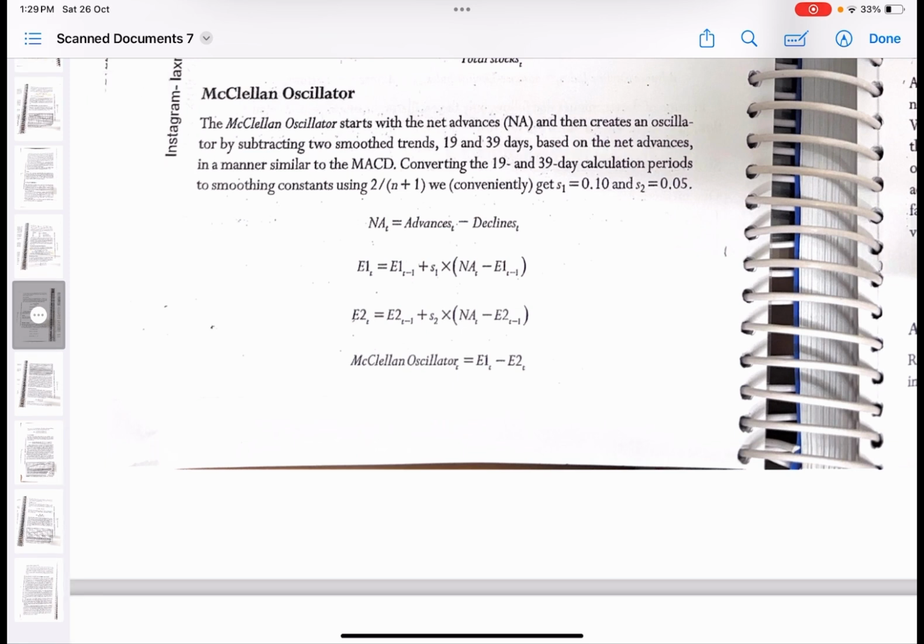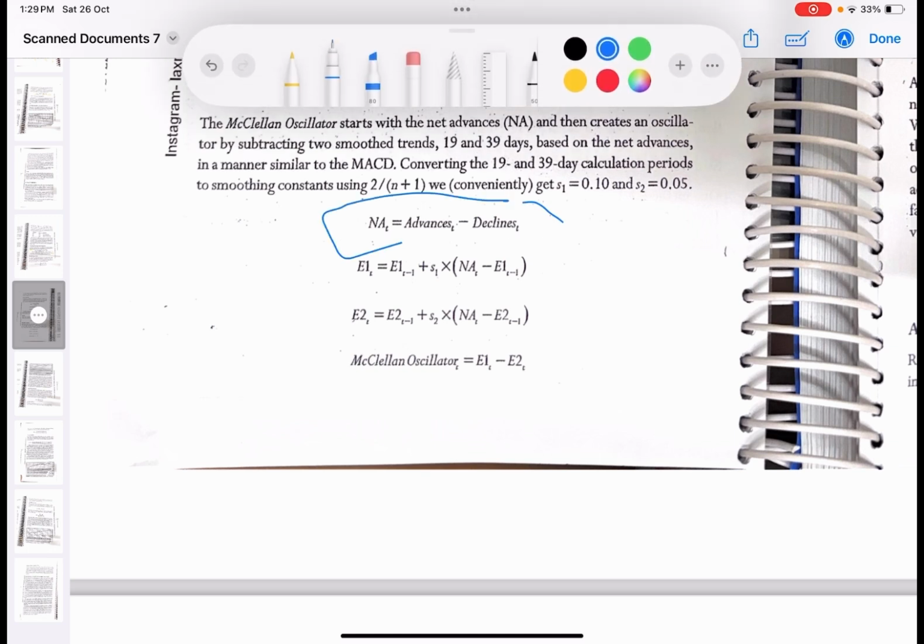Now we have the Macmillan oscillator. So the Macmillan oscillator starts with Na, and when you're talking about Na, just keep in mind that it is the net advances. What does net advances mean? It means advances, and you remove the declines from it. If you just look at this particular formula, you might get scared and be like, what is this? But actually try to understand it. Advances means advances, right? What does net advances mean? That you are removing something from it, you are removing declines from it. That's the way you're supposed to remember this particular formula.